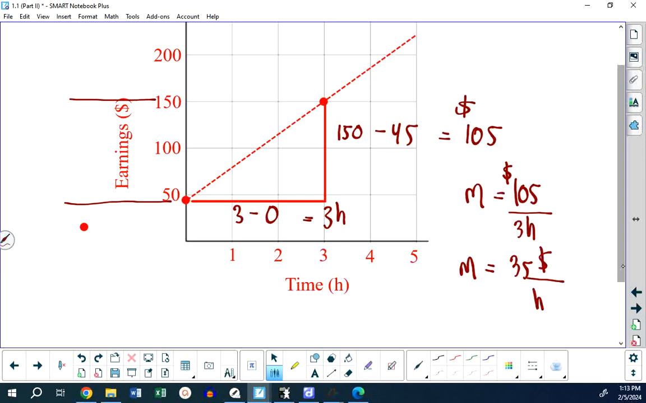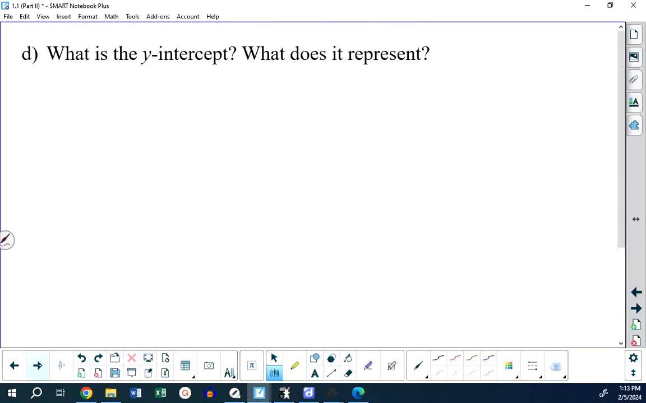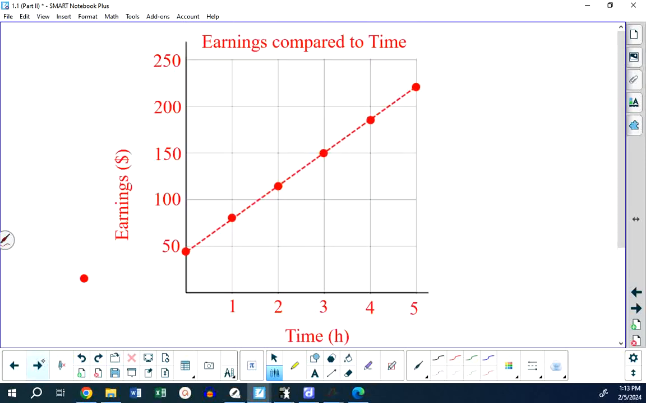So what does it mean? I think we can shave a bit of time off the lesson here. I don't think we need to write this out. It means that every hour he works, he gets paid $35. And I think, finally, what's the y-intercept? So what is the y-intercept of this graph?